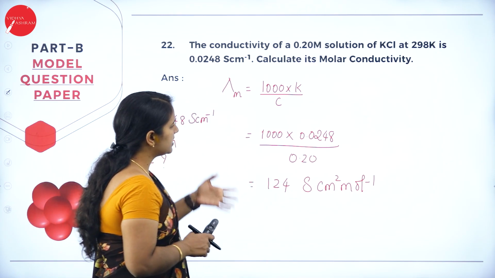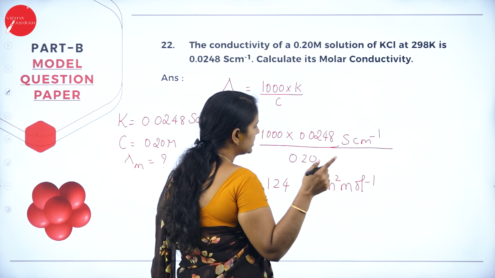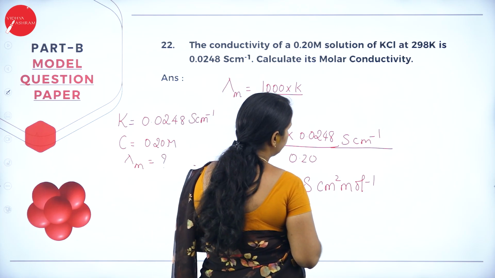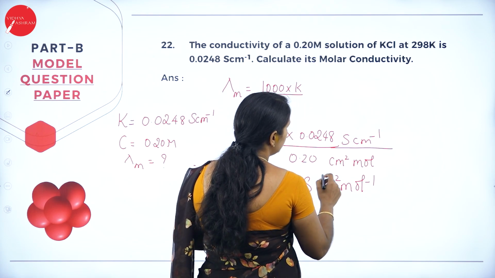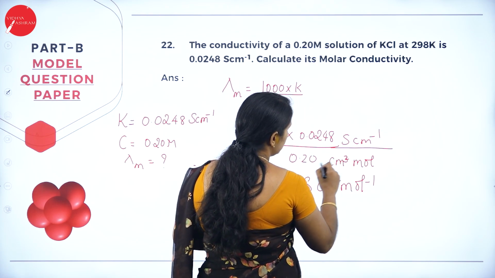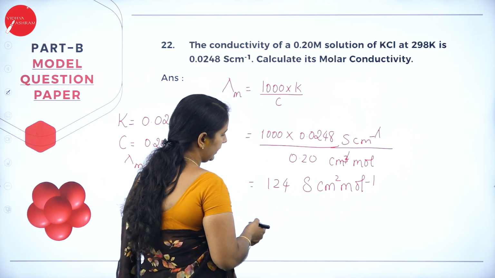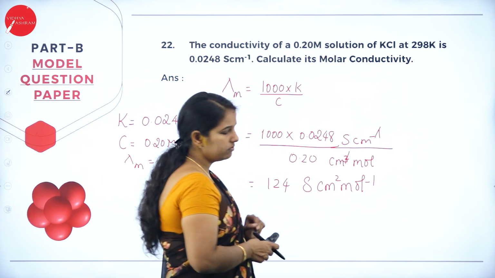If you have a doubt, substitute with the units they have given. Siemens per centimeter. And when you are expressing the concentration, it should be per centimeter cube. Correct? So 1 centimeter cube, 1 centimeter cube will get cancelled out, and you will get Siemens centimeter square per mole.